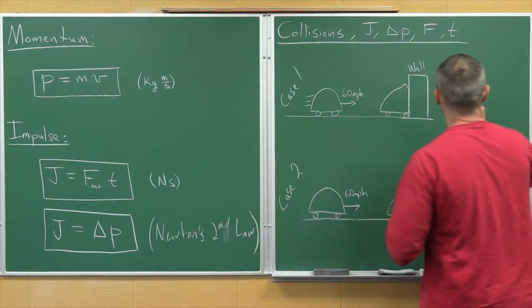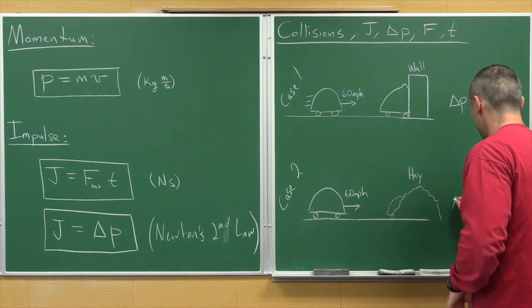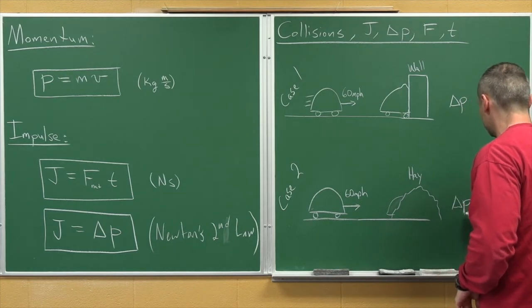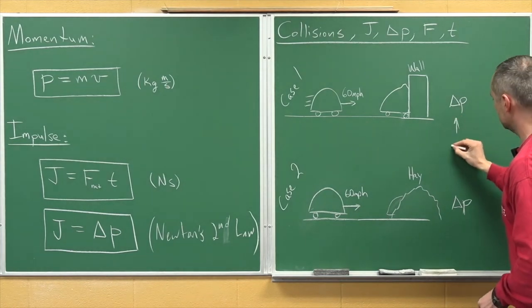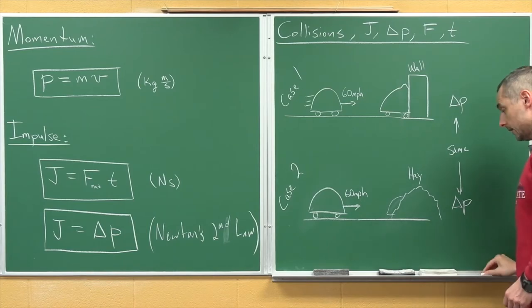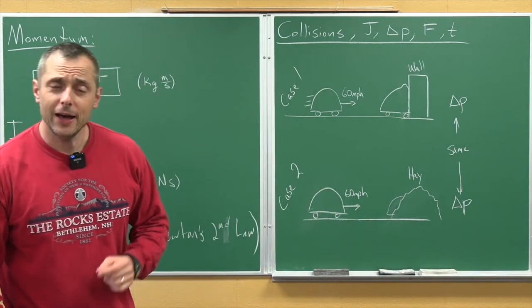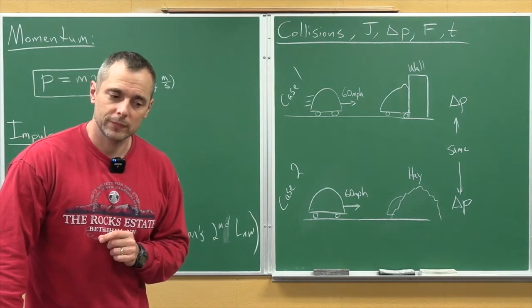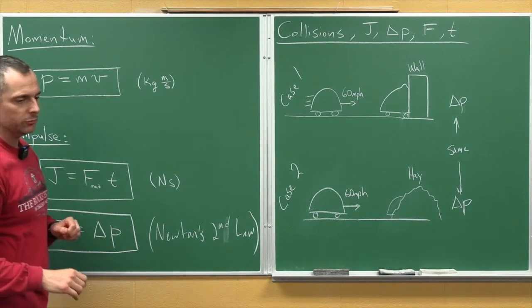So what I'm going to do is I'm going to write delta P, the same size for both of these cars. If one was bigger, I'd write delta P bigger, right? But they're the same size. And I'll even write here, same. But how did they achieve that delta P? How did they change that momentum? They had different forces in different times.